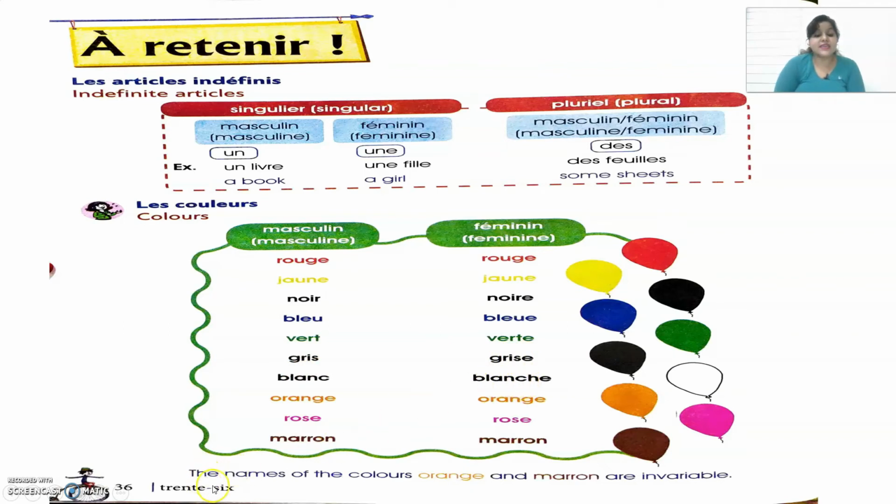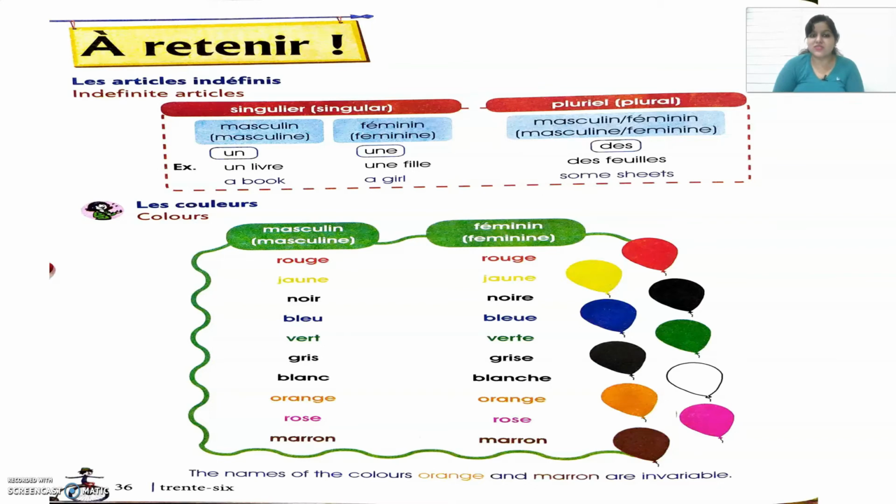Now you can see that underneath they have given that the names of the colors orange and marron are invariable. Now what does this line mean? This line means that whether a noun is masculine, feminine, plural or anything, these colors will have the same spelling with all the nouns, irrespective of whether they come under the category of singular or plural.